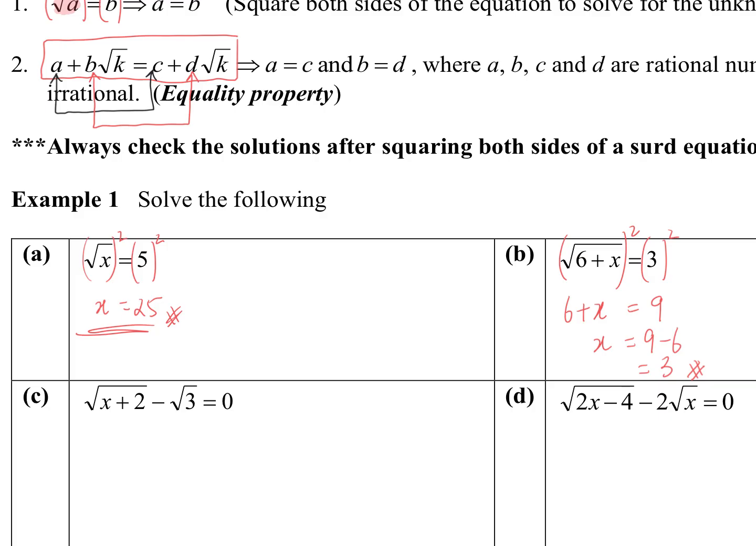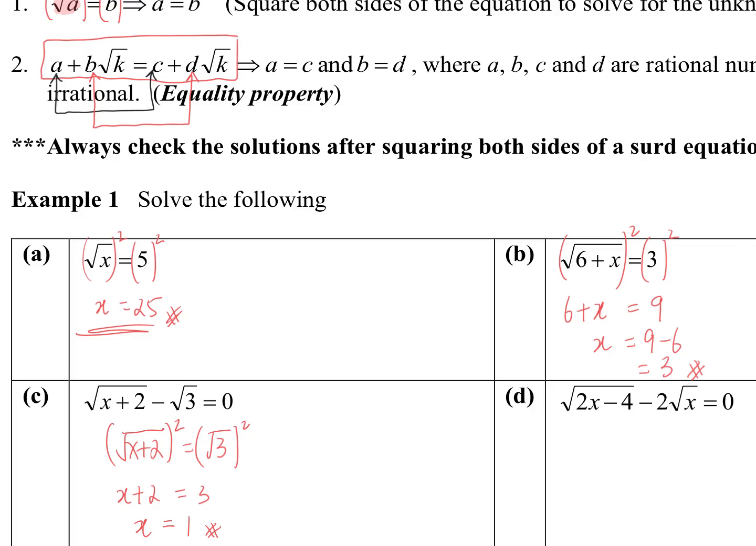Okay, for part C is a little bit different. Don't be eager to square immediately. Bring one of the square roots to the other side first, so that you can get rid of two of them at the same time. So I'm going to square both sides now. Then the square root disappears. Then there will be another question that we need.